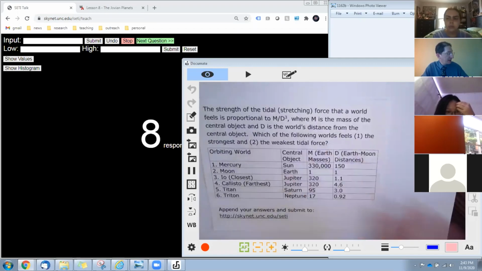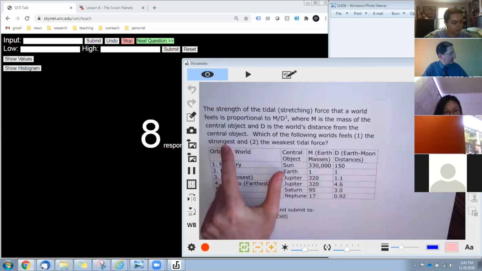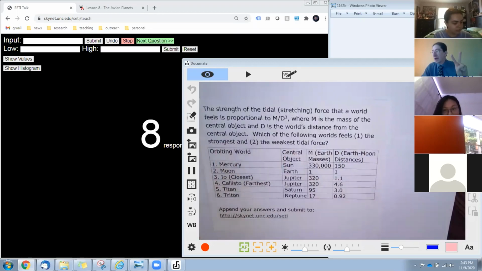Anyway, for each one of these, I want you to calculate the tidal force and then pick out the strongest and the weakest. Combine those two and submit a 2-digit number. And since there are a lot of calculations here, I'm going to break you into groups and give you like a minute and a half. You can split them up and check each other and then come back and submit your answers.